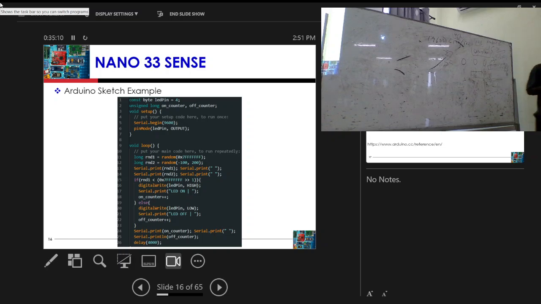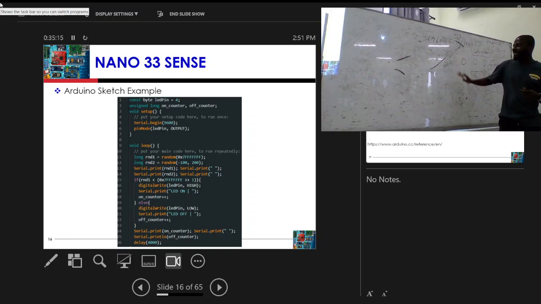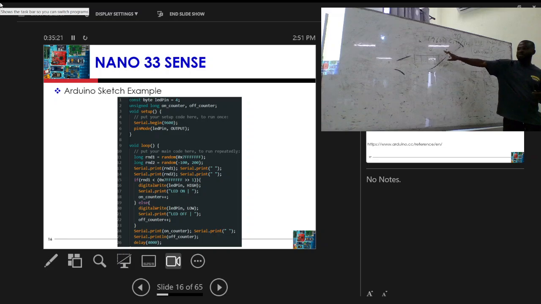If I take 4, 4 in binary is what? Let's say I have a 4-bit number, so I've created space for only 4 bits, right? And 4 in binary is what?